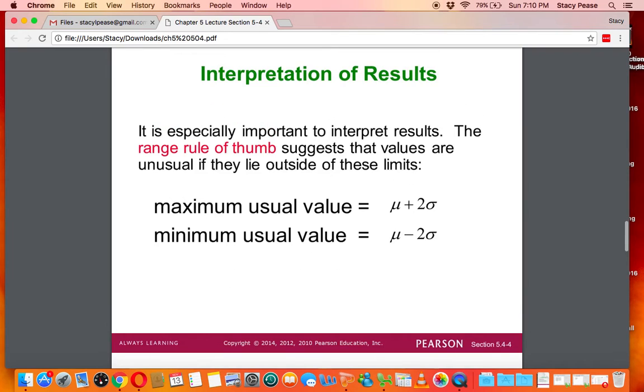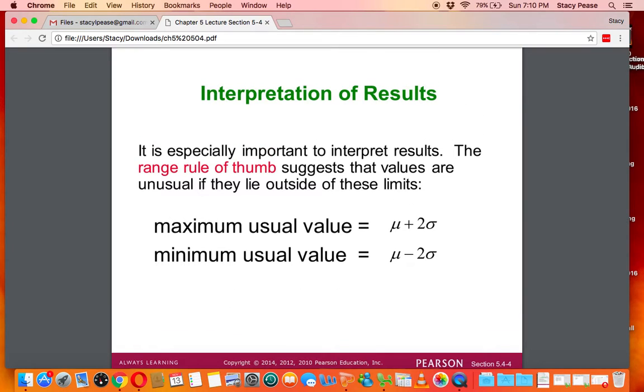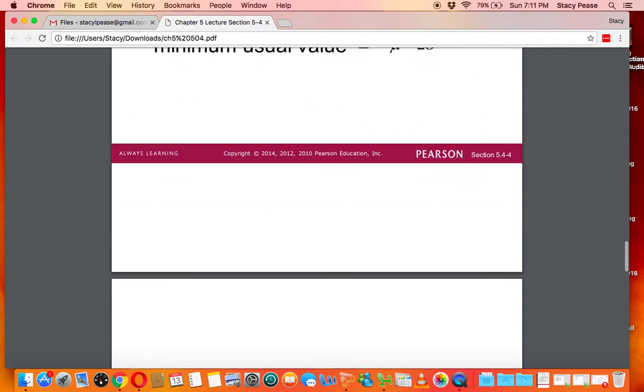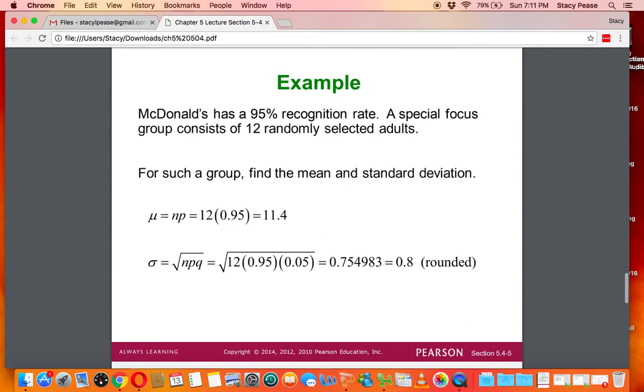You can also use the range rule of thumb here for binomials. It's calculated the same way, and used the same way as we've seen before. It allows you to calculate a maximum usual value and a minimum usual value by taking your mean plus 2 standard deviations to calculate your maximum, and the mean minus 2 standard deviations to calculate your minimum usual value. So let's look at an example of this.